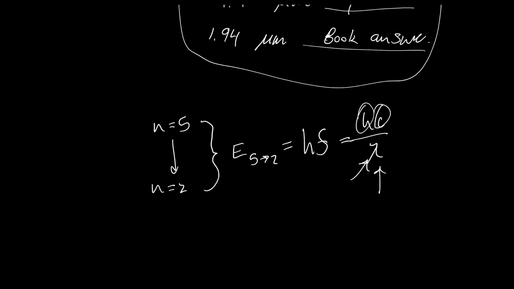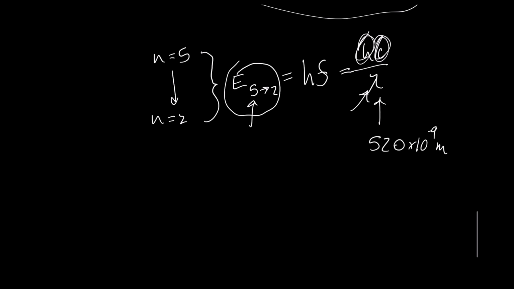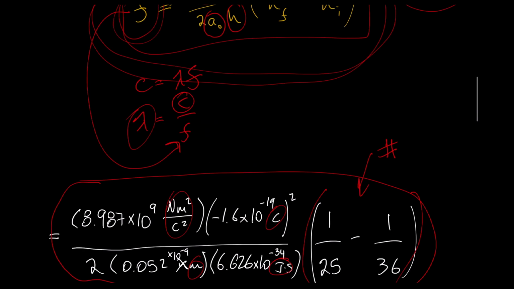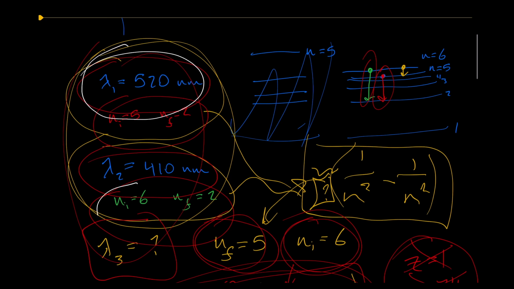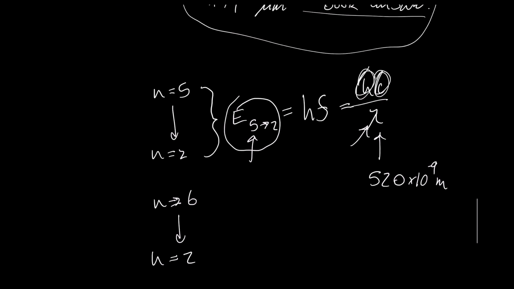So in here, they plug in 520 times 10 to the negative 9 meters. And then since they have h and c, they can calculate the energy transitioning from 5 to 2. Then they find the energy transitioning from 6 to 2, which was given to us as well over here. The energy transitioning from 6 to 2, they tell us this is 410 nanometers.